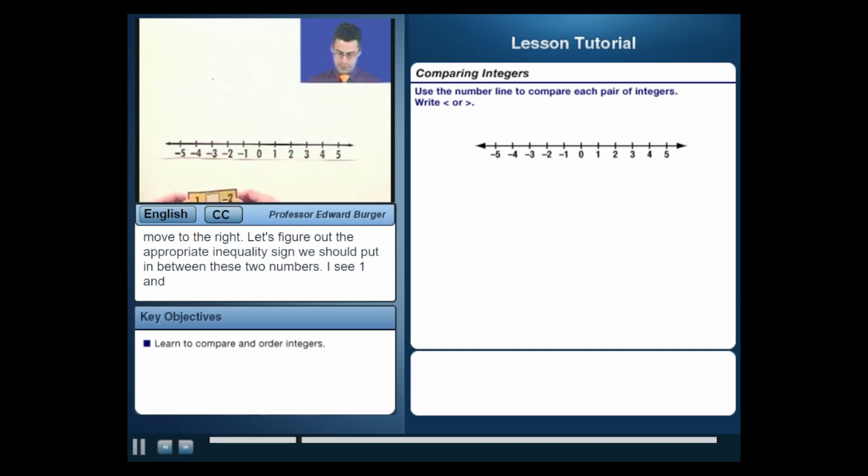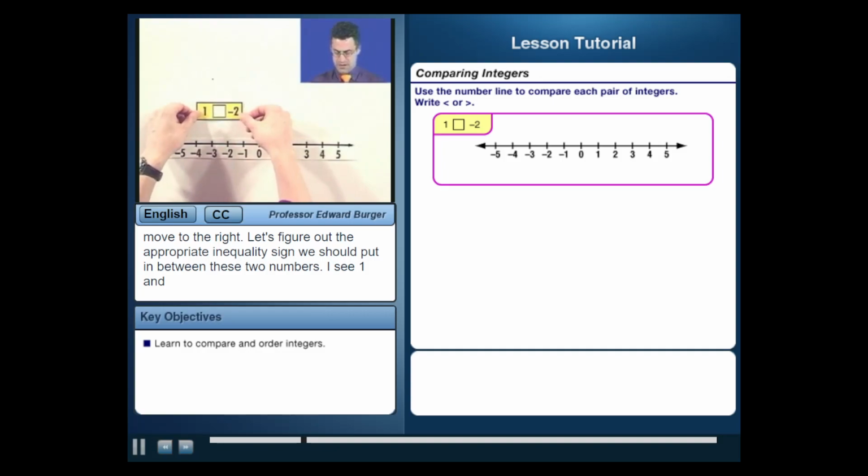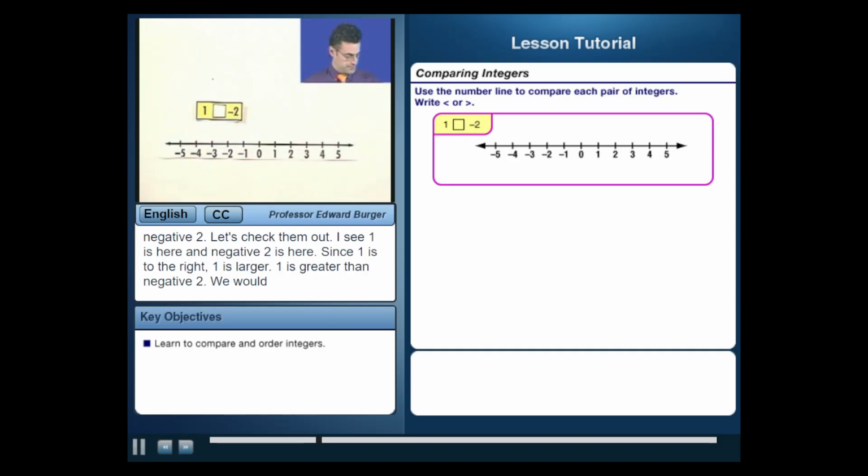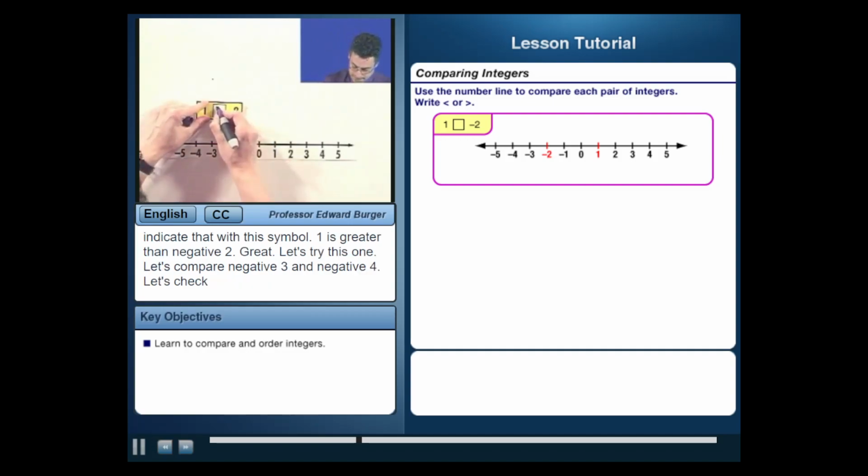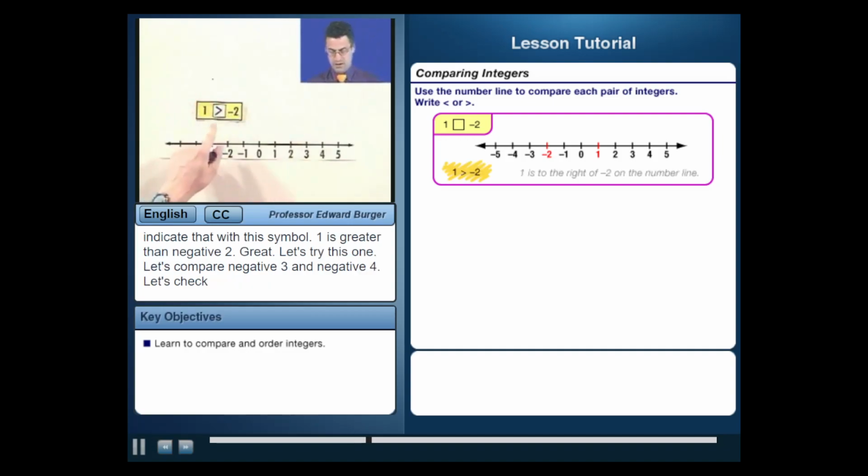So let's actually figure out the appropriate inequality sign that we should put in between these two numbers. So I see 1 and -2. Let's check them out. I see 1 is here and -2 is here. So since 1 is to the right, 1 is larger. So 1 is greater than -2, and we would indicate that with this symbol. 1 is greater than -2. Great.